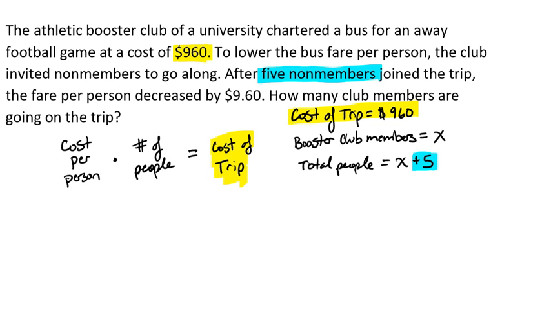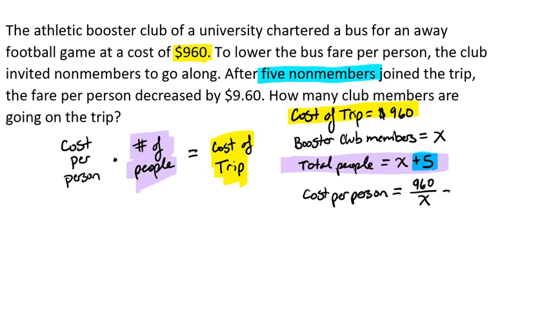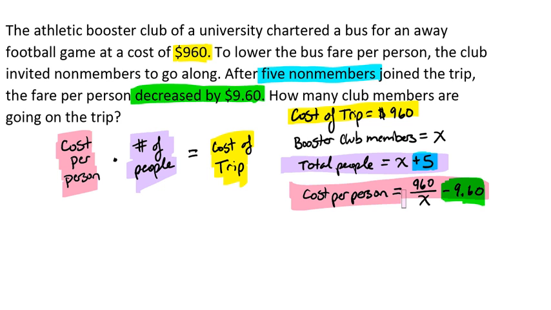Well, what about the cost per person? We know that originally they had the $960 split between all of the members, right? But then when they added those 5 people, the cost decreased by $9.60. So that $9.60 decrease, that's how we know it was a minus, affected our total cost from the original cost. And so our cost per person is going to be that amount.